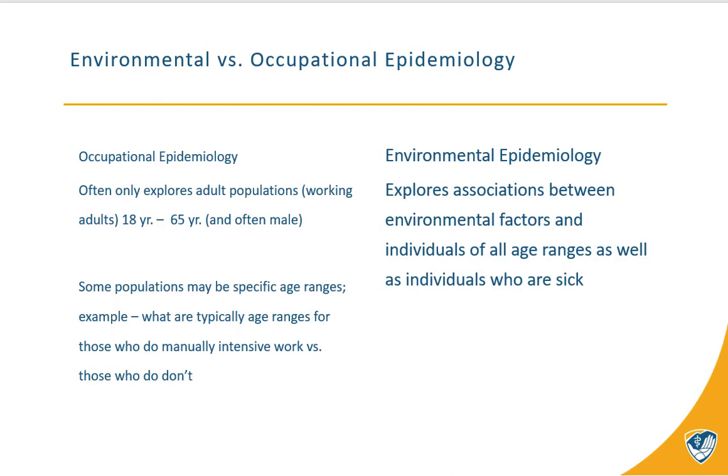Now, occupational epidemiology is usually concerned with an adult population that is young or middle-aged and often predominantly male. In occupational epidemiology, most exposed persons are relatively healthy, at least when they start working. Now, some populations may be of specific age ranges. For example, what are typically the age ranges for those who do manually intensive work versus those who don't do that? And so that might be important whenever doing an analysis, is to make sure that you are looking at all those different factors.